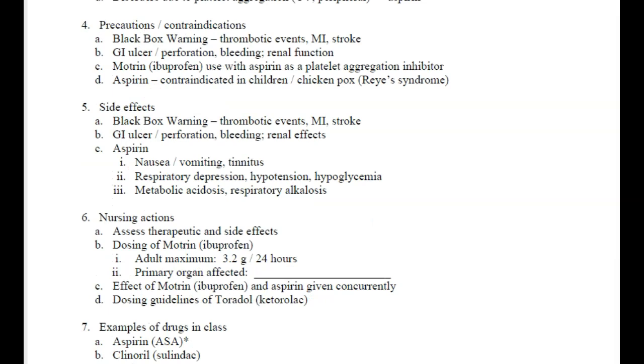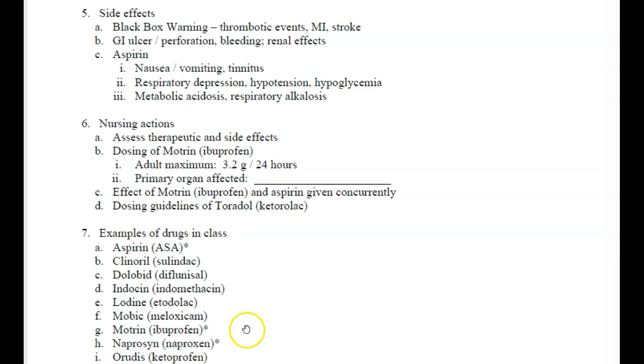Some side effects. These are more favorable adverse effects compared to corticosteroids. They're there, but usually it's less than what patients would experience with corticosteroids. Again, black box warning: it can increase thrombotic events such as MI and stroke, as well as ulcers. For somebody with existing ulcers, it can make it worse, and it can cause some perforations, and it can definitely decrease renal function. In labs, it can increase your creatinine and your BUN. Additional side effects, specifically aspirin related: nausea, vomiting, and tinnitus, ringing in the ears, respiratory depression, hypotension, hypoglycemia. It can also cause metabolic acidosis and respiratory alkalosis.